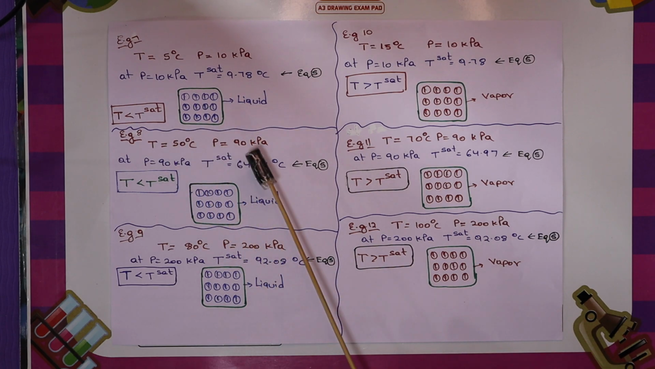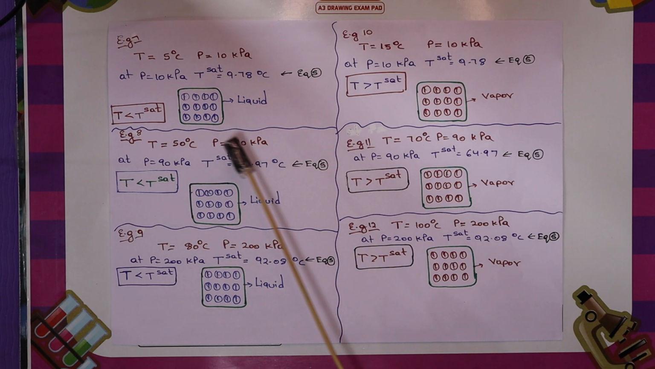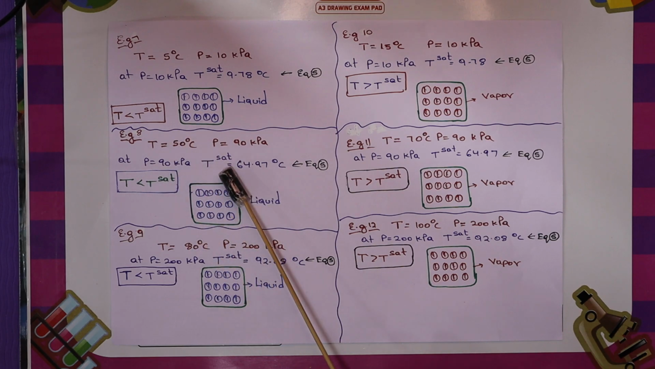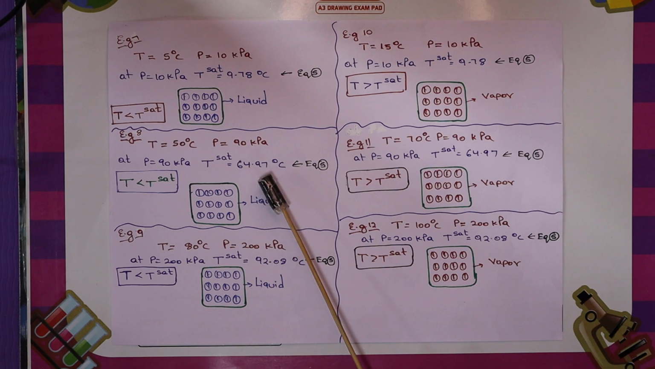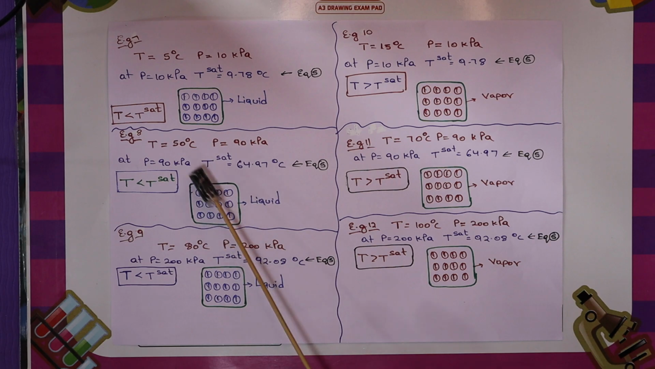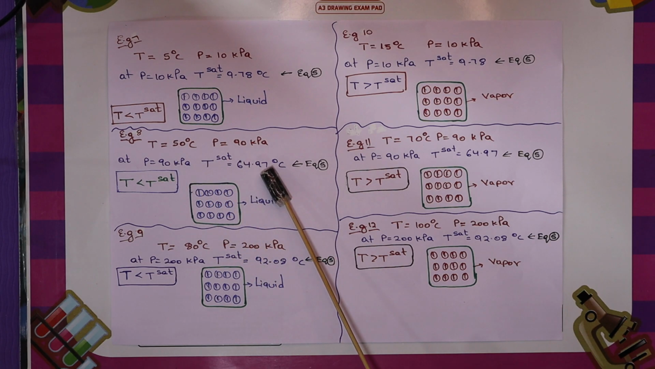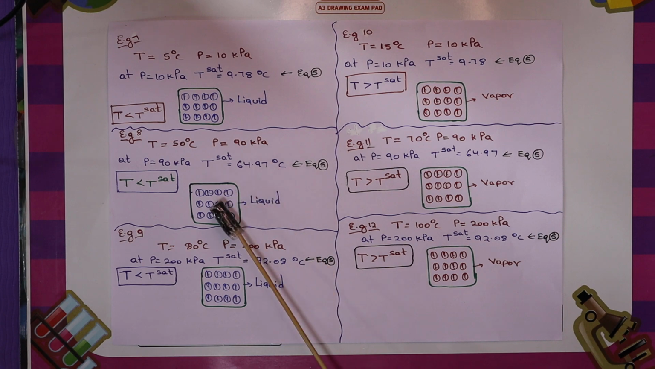Similarly, take a temperature of 50 and a pressure of 90 kilopascal. At a pressure of 90 kilopascal, I have calculated the saturation temperature. The saturation temperature is 64.97 degrees centigrade. But you can see the temperature in the chamber is 50, which is lower than the saturation temperature. That means there is a possibility that the N-hexane inside is in the liquid phase.